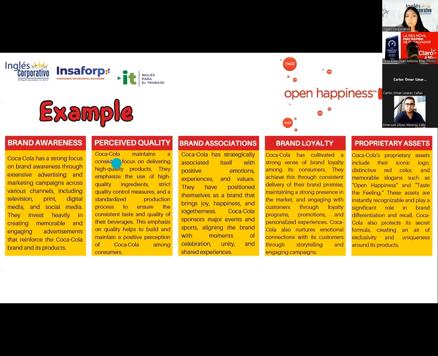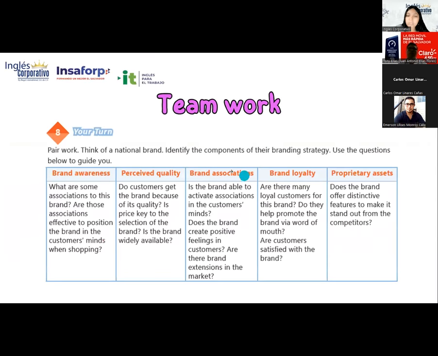In this case, we have that Coca-Cola maintains a consistent focus on delivering high quality products, and they emphasize ingredients, right? The quality control measures. And this emphasis on quality helps to build and maintain a positive perception of Coca-Cola among consumers. How do they do that? Quality control measures, okay? Quality ingredients, okay?